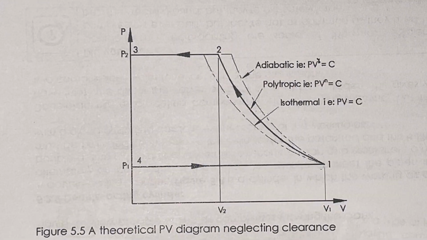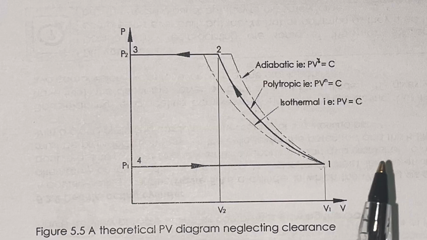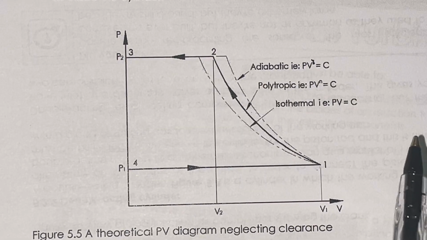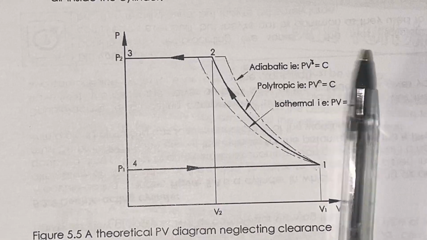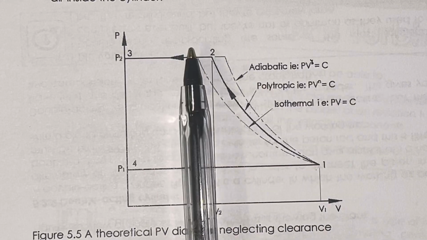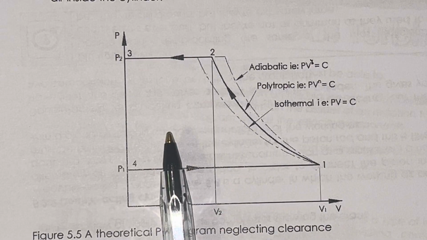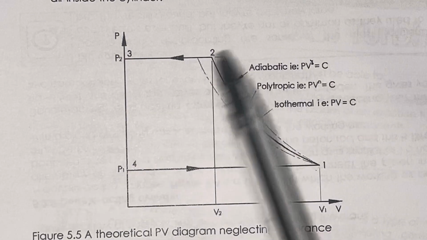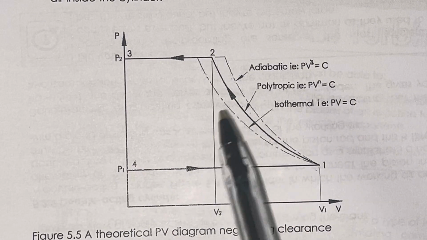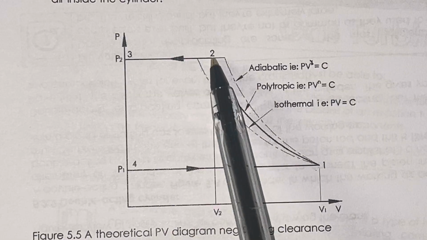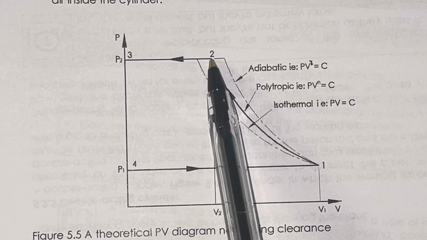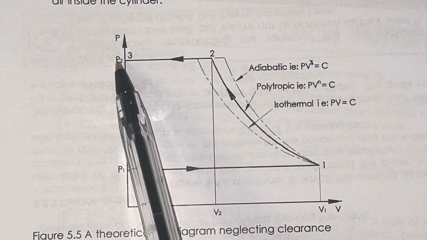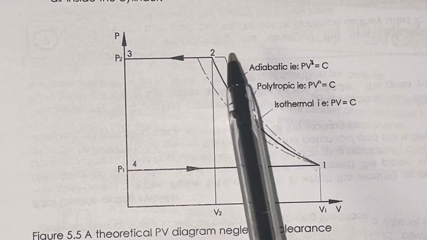The temperature increases from T1 to T2, simply meaning that the reduction in volume gives us an increase in temperature. Then from 2 to 3, air is delivered under pressure at V2. At this point, air is delivered under pressure at V2, and this point constitutes P2 as well as T2 for obvious reasons.